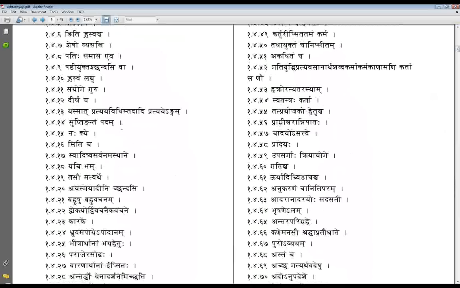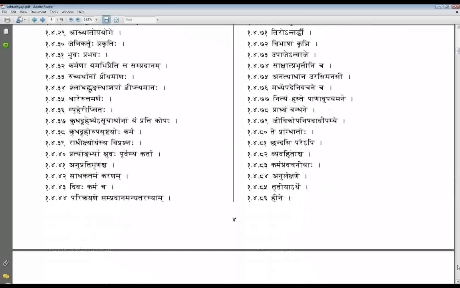Suptinantam padam. Now the question comes, what is sup and what is ting? These are also from Ashtadhyayi itself. If you look at the sup, or what we call a nominal declension affix, the pratyayas which we add to the nominal base, the pratipadika. So when we say Ramas or Ramabhyam, that Bhyam or the Su are called sup affixes. And these are all given in one single sutra.